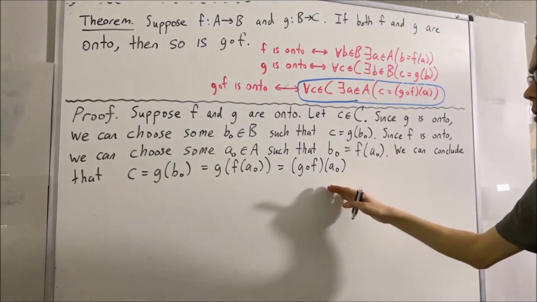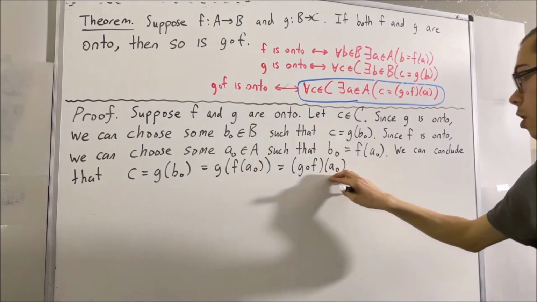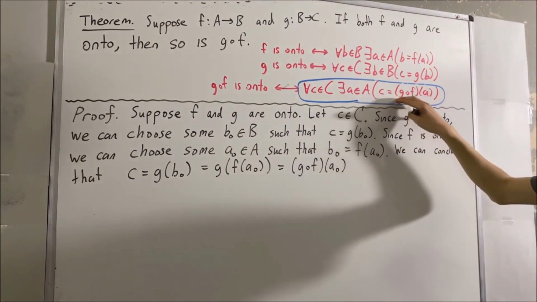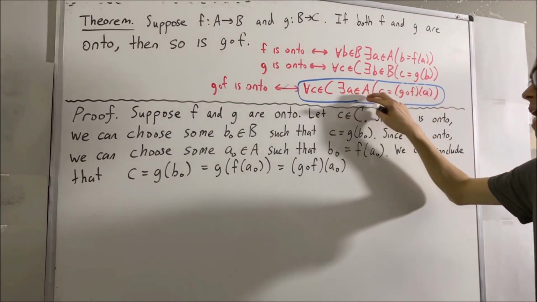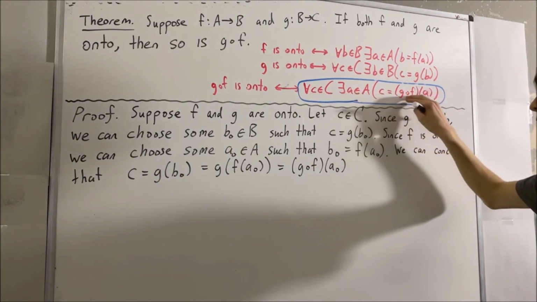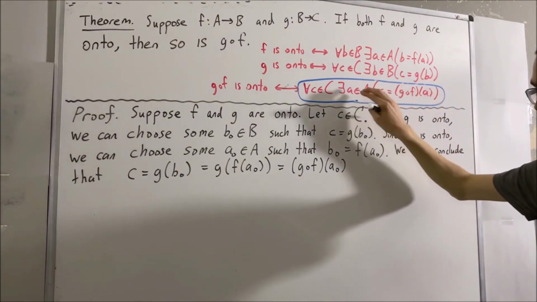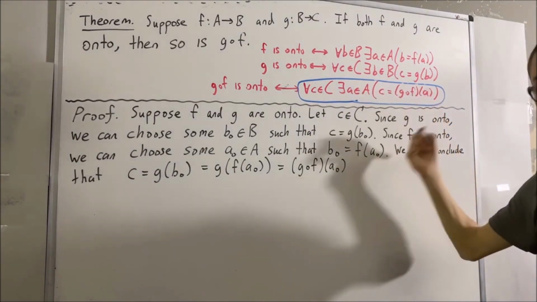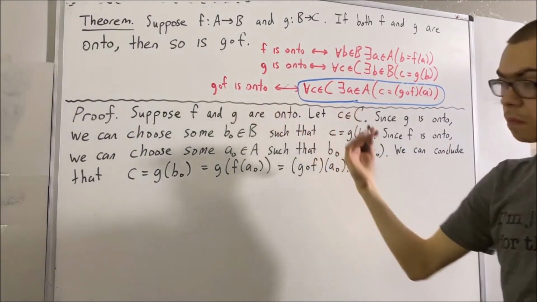So what we have here now is that c equals g compose f of a naught, which is exactly what we wanted to show. We wanted to show that there is some element in A such that c equals g compose f of a. In this case, a naught is what makes this work. So we're done. This concludes that g compose f is onto.